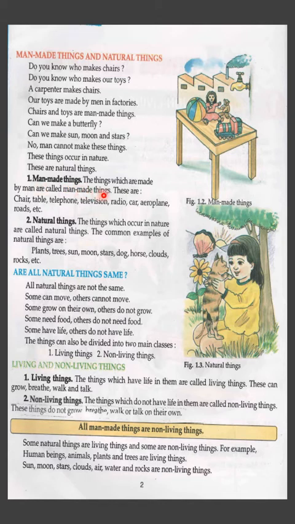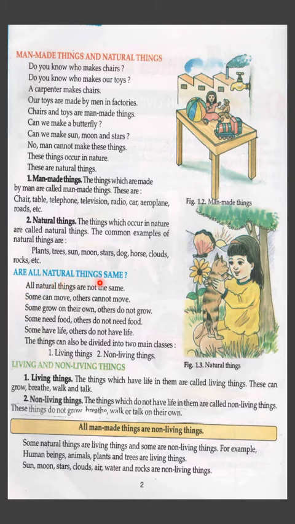Man-made things. The things which are made by man are called man-made things. These are chair, table, telephone, television, radio, car, aeroplane, roads, etc. Natural things. The things which occur in nature are called natural things. The common examples of natural things are plants, trees, sun, moon, stars, dog, horse, clouds, rocks, etc.